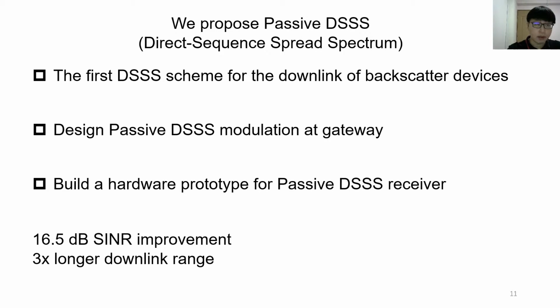In this paper, we propose passive DSSS. This is the first DSSS scheme for the downlink of backscatter systems. We will introduce the design of passive DSSS modulation at the gateway side, and then we will introduce the design of the passive DSSS receiver. Our experimental evaluation shows that passive DSSS can improve the downlink SINR by 60.5 dB, which translates to a 3 times longer downlink range compared to conventional receivers.